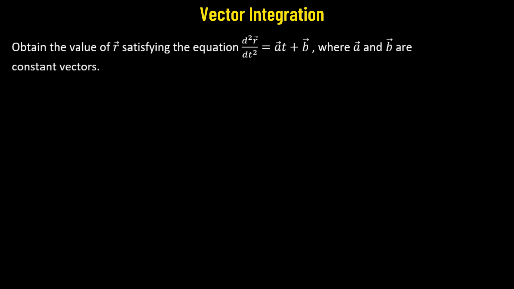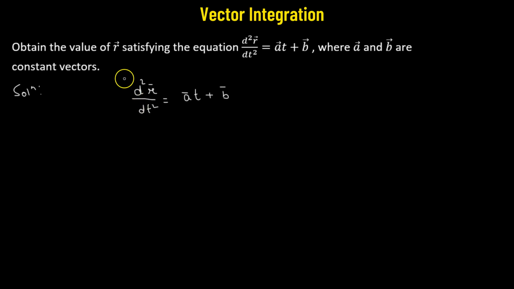We have to obtain the value of r such that it satisfies the given equation where a and b are constant vectors. So let's begin. We are provided with an equation, the second derivative of vector r with respect to t, equals the constant vector a multiplied by t plus vector b. So b is also a constant vector.